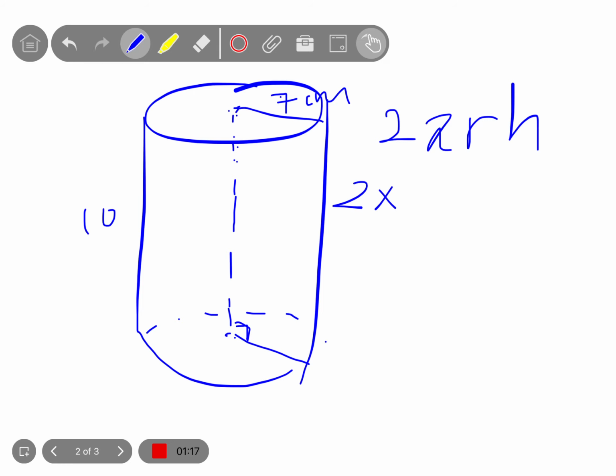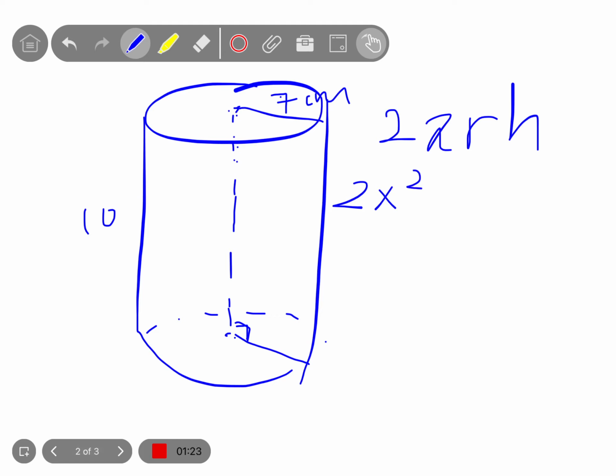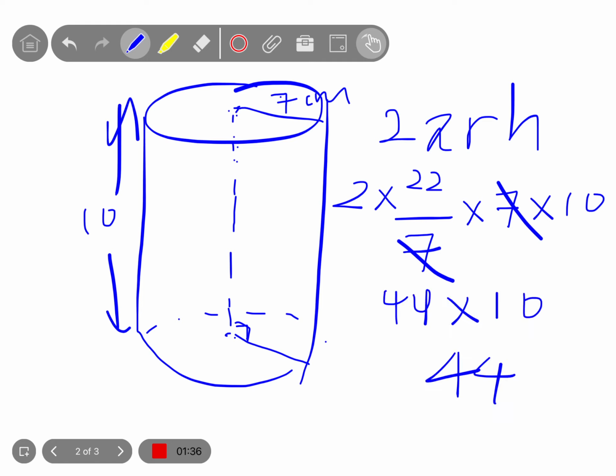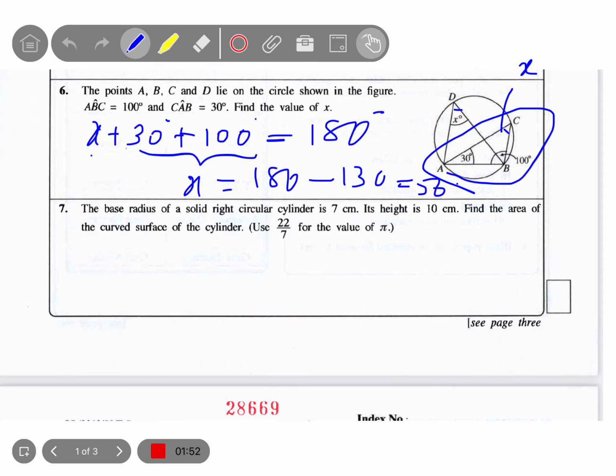So 2 times π, we can take it as 22 over 7. R value is 7, and h is 10. So I'm going to cut these two. So 22 times 2 is 44. 44 times 10 is 440. What is the unit? It's going to be square centimeter. That's because this value is centimeter, this value is also centimeter. So centimeter times centimeter is centimeter square. So 440 centimeter square is the value. So you had to write that here. I'm just not going to repeat it here.